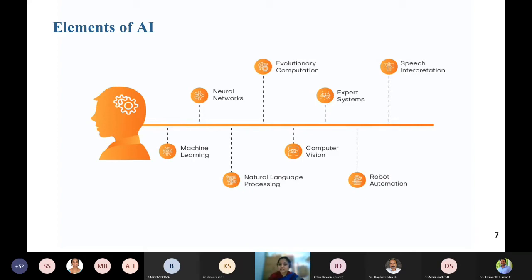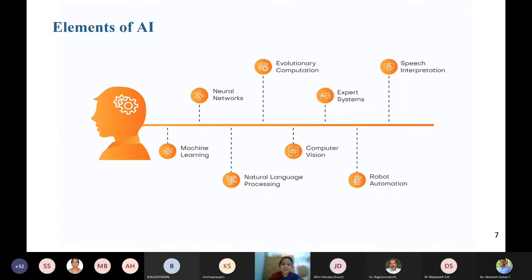The next thing would be natural language processing. Basically, in this particular area, if you have your virtual assistant, where you just give a command, Alexa, do this or do that, if it is able to understand and comprehend, it is all because of the natural language processing that is working behind.